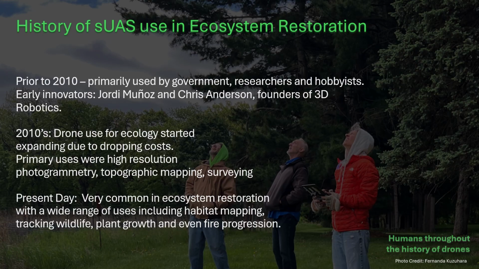Prior to 2010, drones were primarily used by government, researchers, and hobbyists. Some early innovators were Jordi Munoz and Chris Anderson, founders of 3D Robotics. In the 2010s, drone use for ecology really started expanding due to dropping costs. They're primarily used for high-resolution photogrammetry, topographic mapping, and surveying. In the present day, drones are very common in ecosystem restoration with a wide range of uses. Just to name a few, habitat mapping, tracking wildlife, plant growth, and even fire progression.